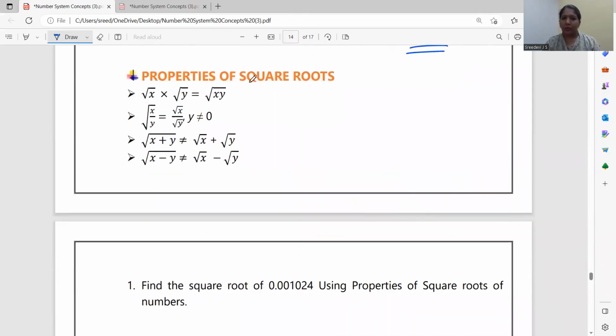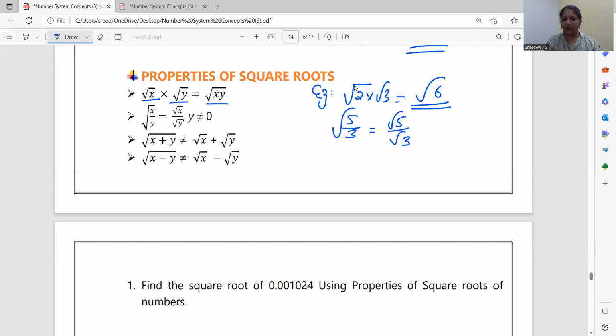Now, what are the properties of square roots, everyone? Properties of squares we have already discussed in the beginning. This is properties of square root, right? Square root of x into square root of y will give you square root of x into y. Square root of 2 into square root of 3 means square root of 6. That is the meaning. Example. Then square root of x by y is equal to square root of x by square root of y. Square root of 5 upon 3, we can write as square root of 5 by square root of 3.